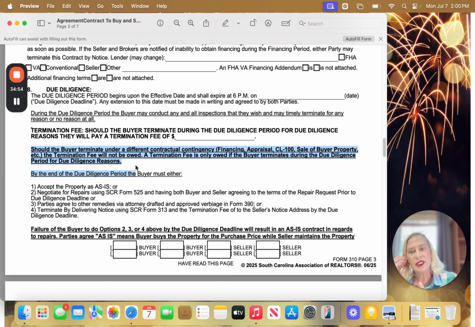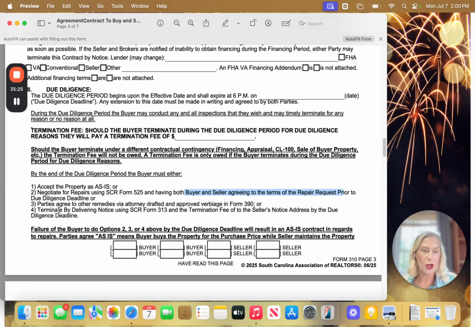By the end of the due diligence period, the buyer must either accept the property in the as-is condition, or negotiate repairs using the 525. Make sure you understand this part right here. It says both buyer and seller are agreeing to the terms of the repair request prior to the due diligence time frame. You must put in your repair request and have it ratified prior to the end of your due diligence time frame for those repairs, okay? The 525 is your repair request.